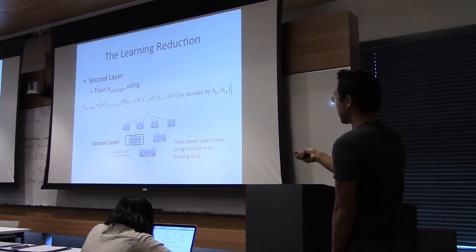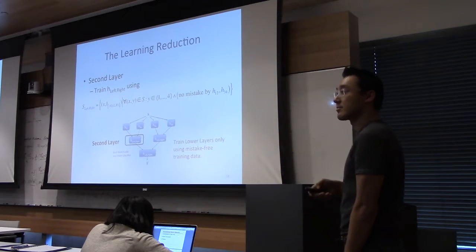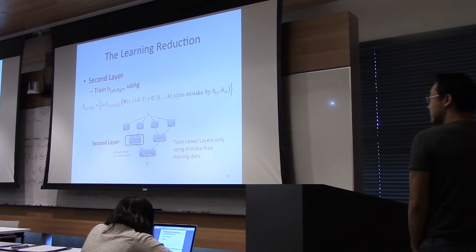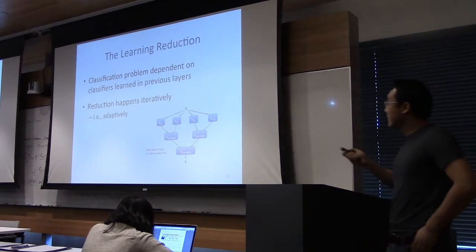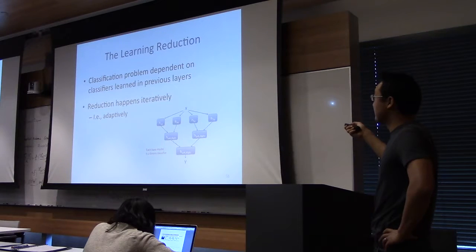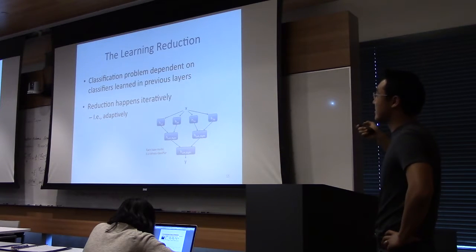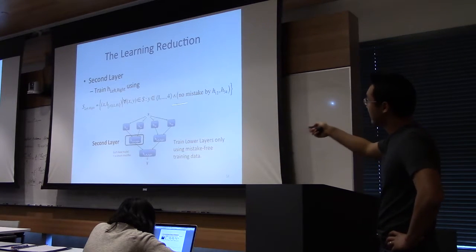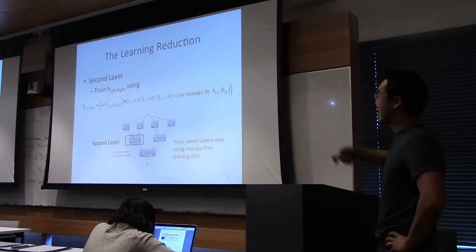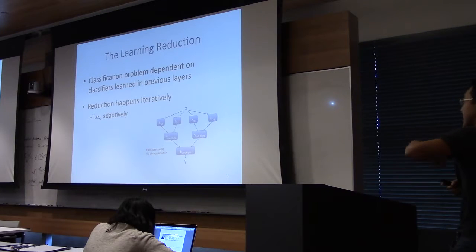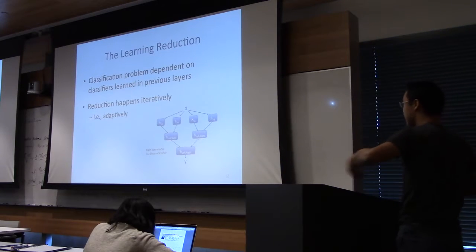And then this process recursively applies. The classification problem is dependent on classifiers learned in previous layers, right? How you create this training set depends on what mistakes the previous layers' classifiers made. So this reduction happens iteratively or adaptively.